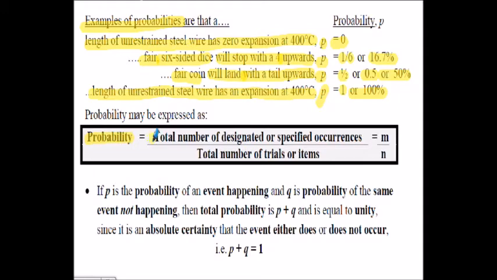Probability can be expressed as the total number of designated or specified occurrences over the total number of trials or items, M upon N, sometimes used for symbols. If P is the probability of an event happening, and Q is the probability of the same event not happening, then the total probability is P plus Q, and of course that's equal to unity, since there's an absolute certainty that the event either does or does not occur. So P plus Q must equal 1, always.